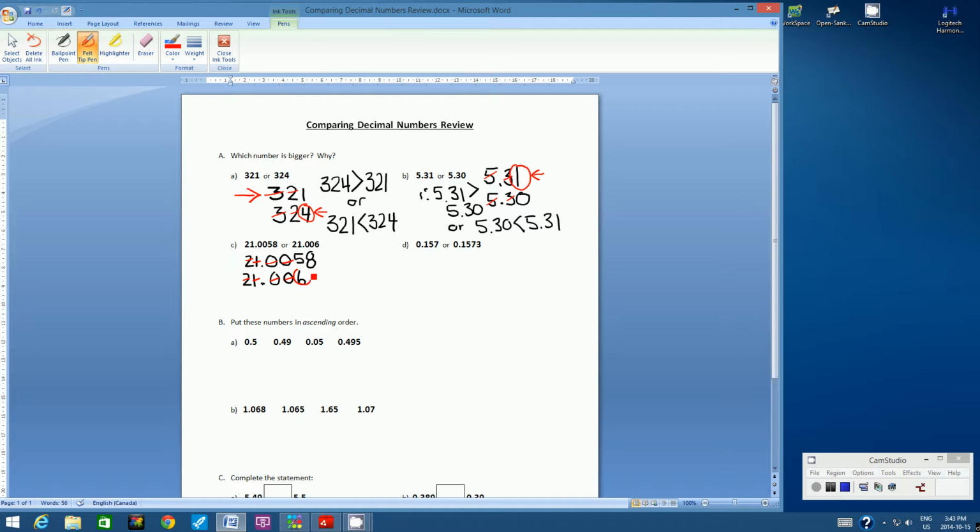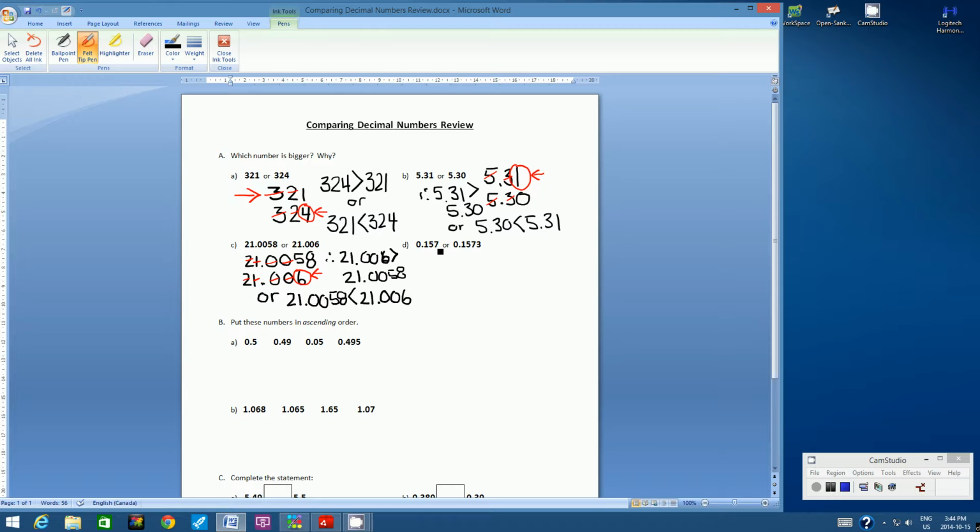6 is greater than 5, so I like to circle that number, put an arrow here. Therefore, I've identified the larger number. So let's write our therefore statement. Therefore, 21.006 is greater than 21.0058, or we write the inverse statement, 21.0058 is less than 21.006. Okay. All right, let's go on to the last example.